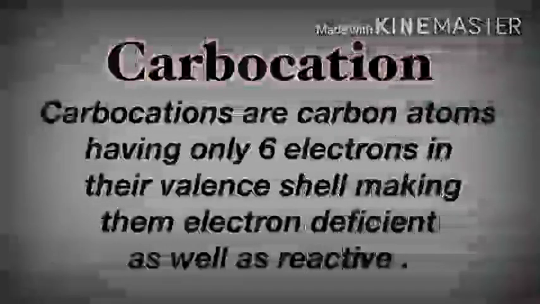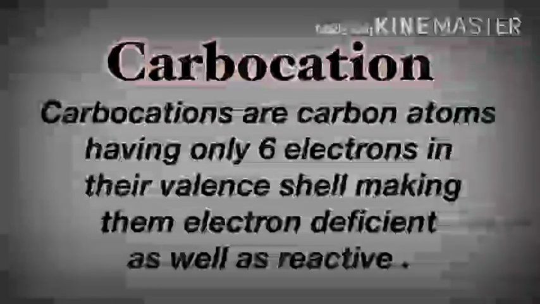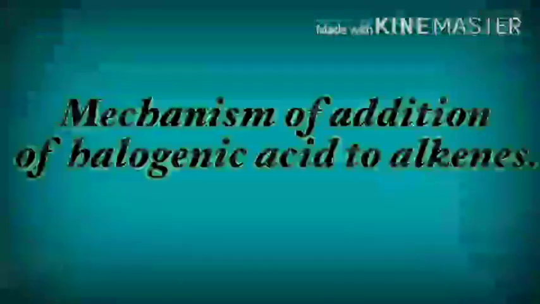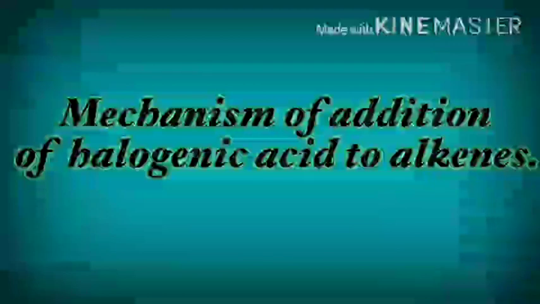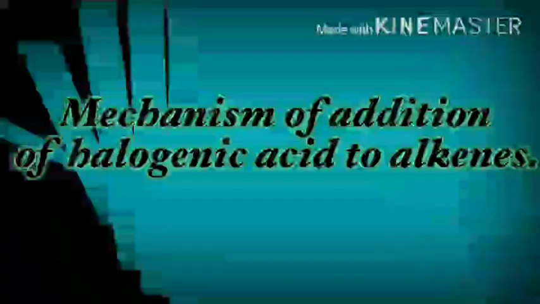Now, what is a carbocation? Carbocations are carbon atoms which have only 6 electrons in their valence shell, making them electron deficient and therefore very reactive. Now, let us understand the mechanism of addition of halogenic acid to alkenes in a general form. Mainly, it is a two-stepped process.